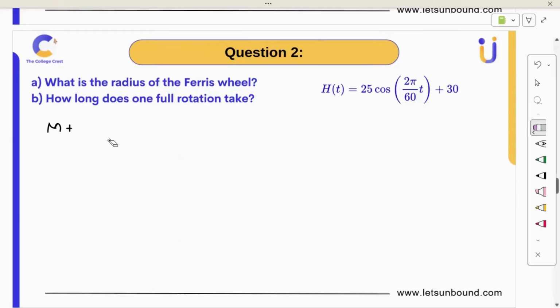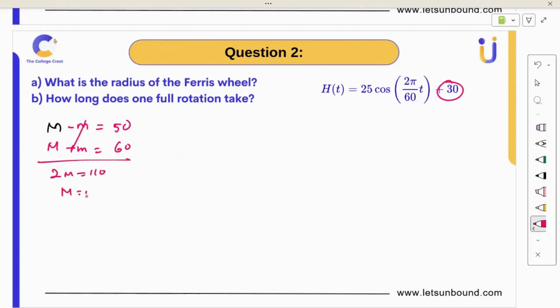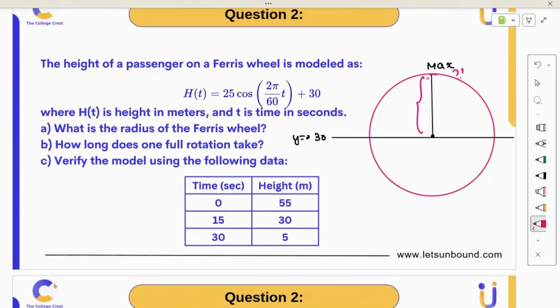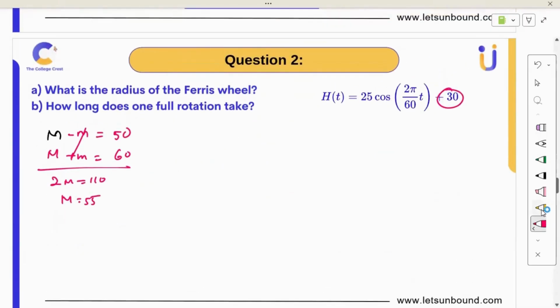Amplitude is maximum minus minimum by 2, right? So maximum minus minimum over 2 is 25, so this is 50. From this, you will get maximum plus minimum equals 30, but divided by 2, that will shift us, multiply to 60. And solve for it. 2m equals 110, m is 55. The maximum is 55. So going back here, if this is 55 and this is 30, this is 55 minus 30, which is 25. So the radius of the Ferris wheel is 25.